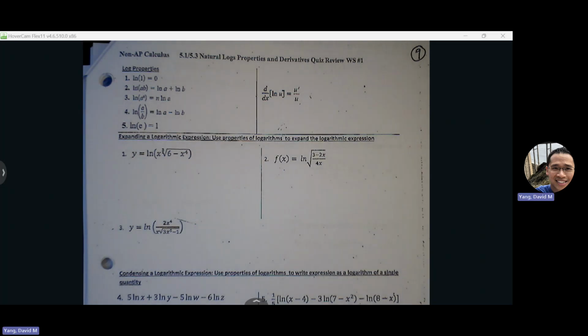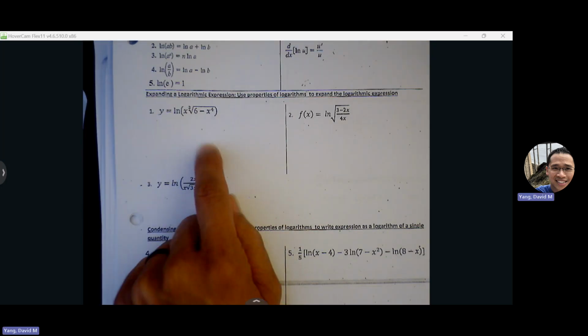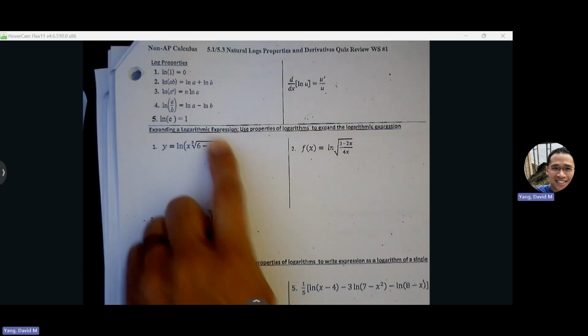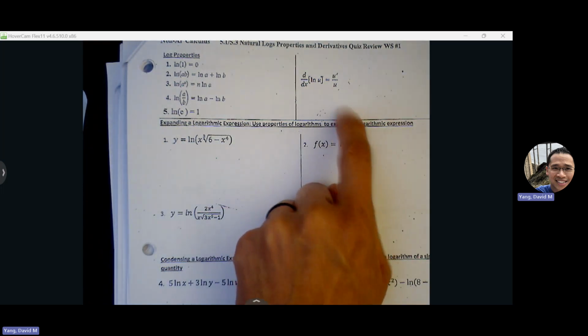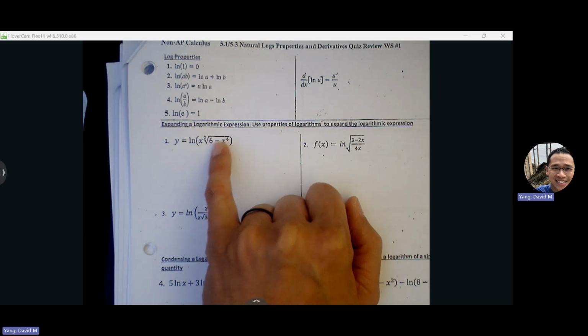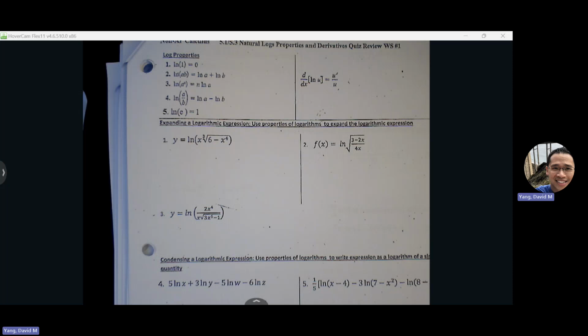Okay, so number one. Anytime you see a natural log or log problem, we always want to consider expansion properties before we do derivatives, right? We would prefer not to do derivatives on such a problem with so many parts that we can separate. So we always want to try to expand first. We can do that with 1, 2, and 3. All 3 can be expanded before we explore our derivative rules.